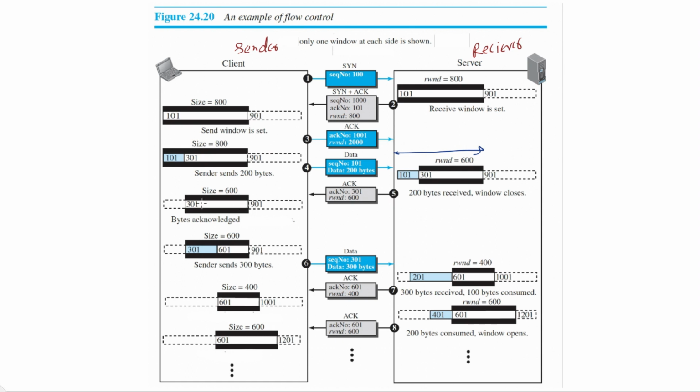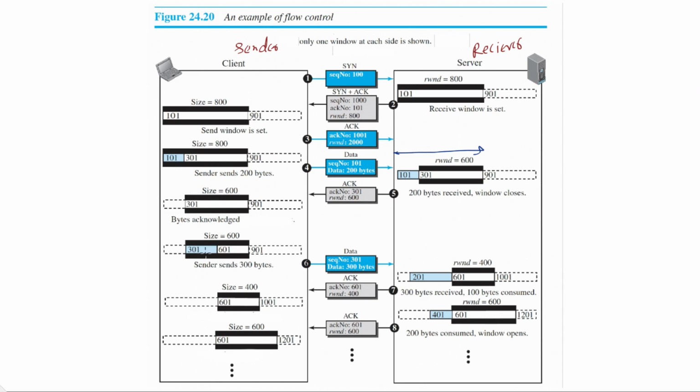Now the sender will say that okay, if you have 600 as a size, then let me reset my window to 600. So the sender will reset the window to 600. Earlier it was 800, right? Now this many bytes have been acknowledged, so the sender does not have to worry about these bytes. So the sender will just shift the window.